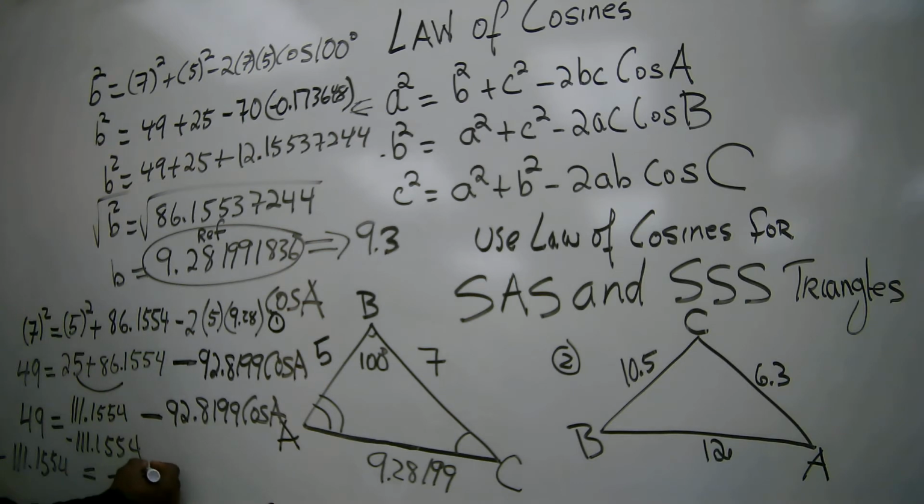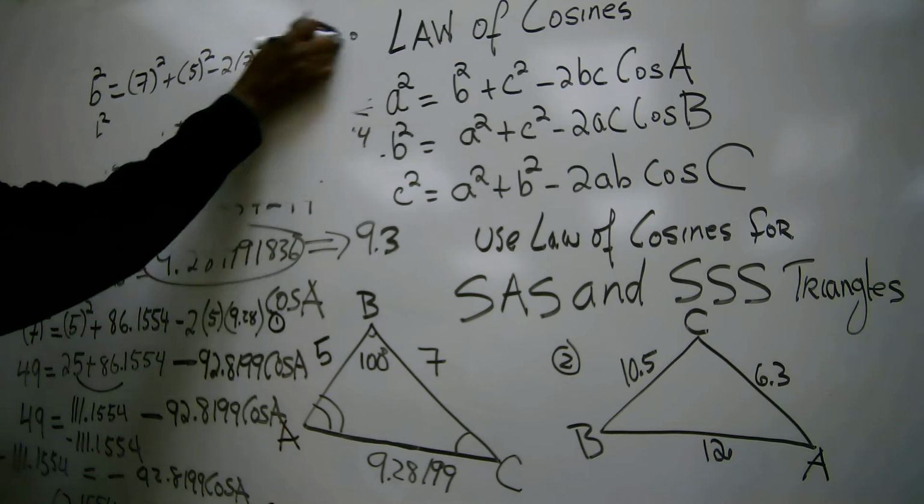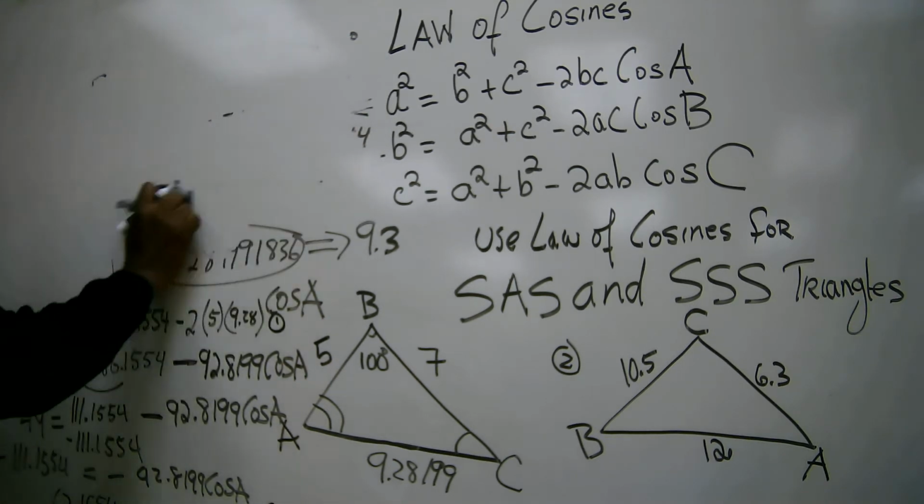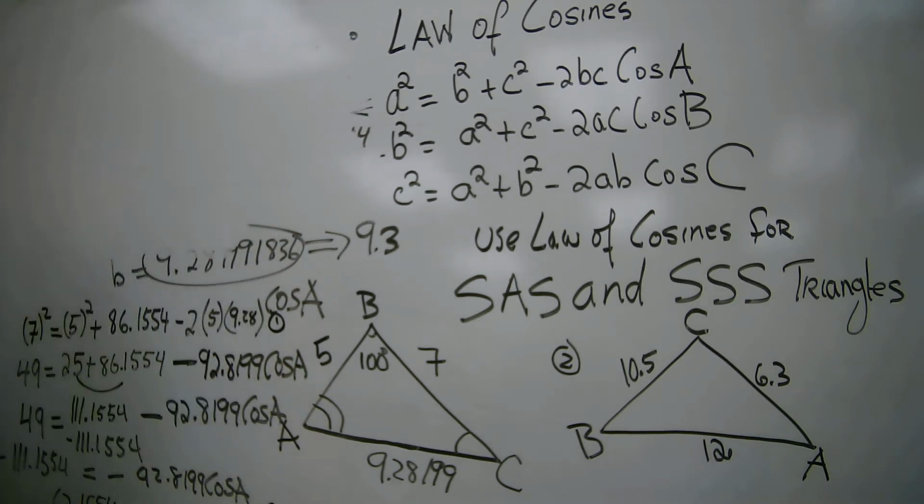Is equal to 928199 cos A. Alright, this is negative plus 49. This is going to give you negative 62.1554 is equal to, alright, let's get some space up. That's the messy part of law of cosines, you have to do a lot of calculation.